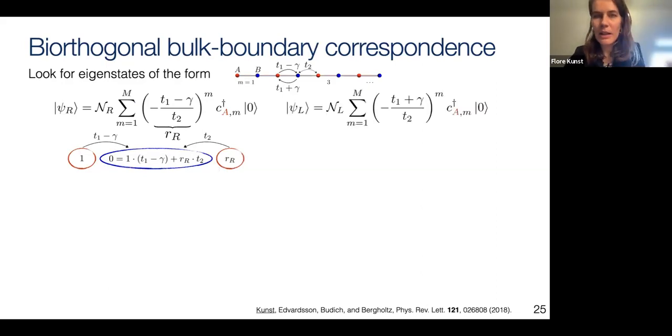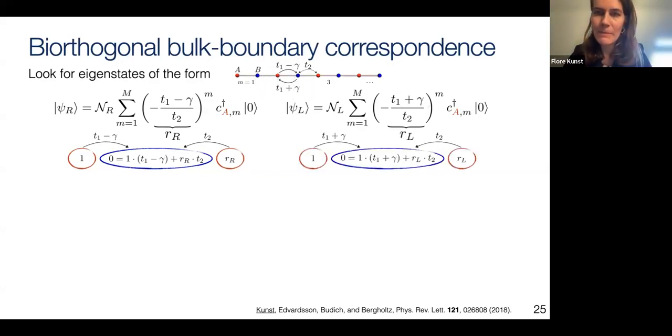You can also find a left eigenstate, which looks almost the same, except it has plus gamma, which is exactly because the left eigenstate of H is the right eigenstate of H dagger, which in this case basically amounts to flipping the sign of gamma. And these are inequivalent, as we know happens for non-Hermitian systems. And of course, they become equivalent and identical to the Hermitian SSH solution if gamma is 0.